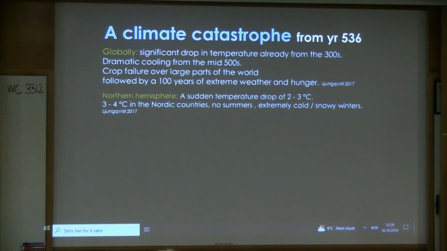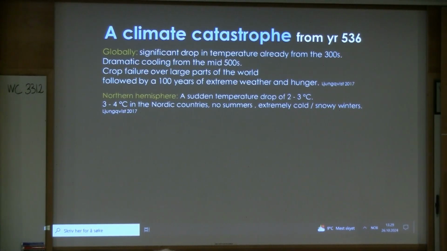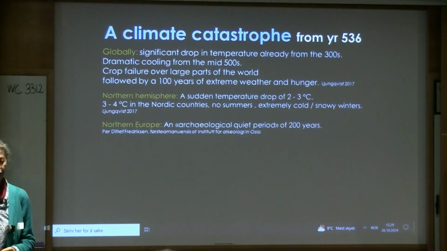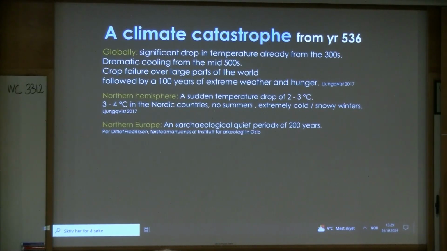Suddenly there was a global drop of 2 to 3 degrees and up to 4 degrees in the Nordic countries. There was a period of several years that had no summers, the historians say. It was extremely cold with very snowy winters. In Northern Europe, the historians say that there was an archaeologically completely quiet period with no archaeological finds from this period of 200 years.